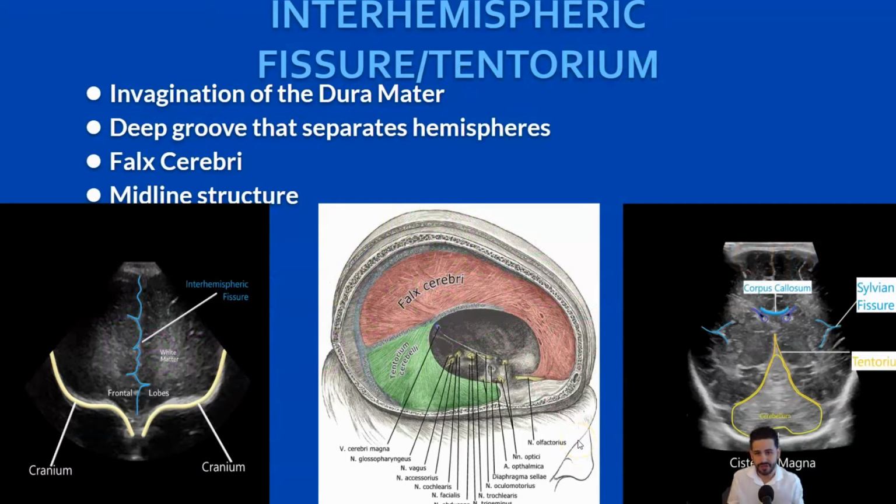So let's begin with the interhemispheric fissure. The interhemispheric fissure is an invagination or a deep groove of the dura mater. And the tentorium is also an invagination of the dura mater that separates the cerebrum from the cerebellum. The interhemispheric fissure is also called falx cerebri, and it separates both hemispheres of the brain. Once it goes down, it eventually meets up with the corpus callosum.